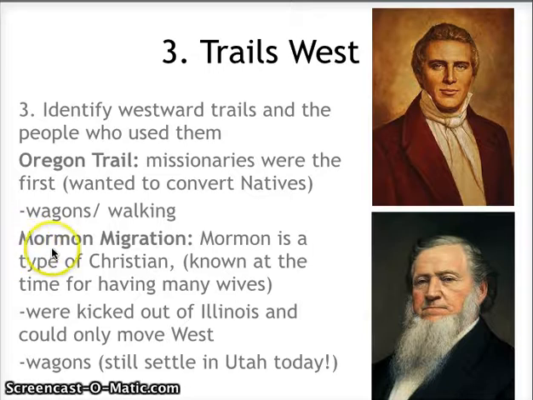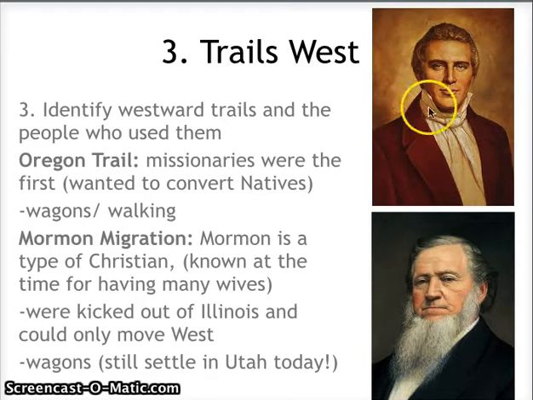The last people we're looking at are the Mormons, the Mormon migration. Now, Mormon is a type of Christian. They are known for being polygamous, meaning they have many wives. Now, most Americans did not agree with this, so the Mormons were kicked out of Illinois. They also are going on the Mormon Trail and are settling in what is today known as Utah. They are still in Utah today. We still have Mormons in Utah.